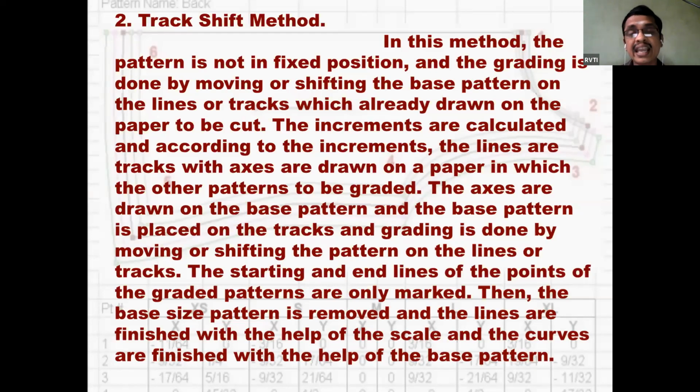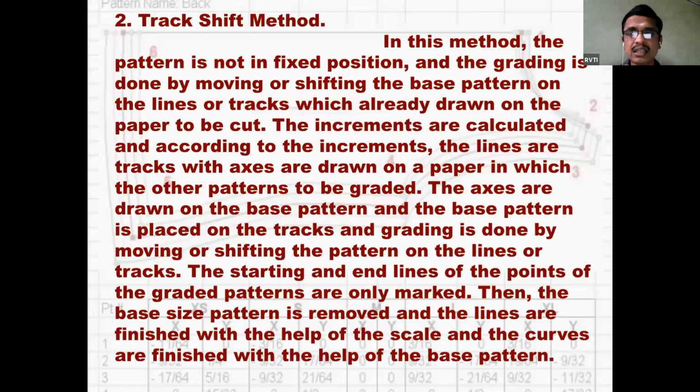On that basis, again we have to draw some tracks or lines. Then we have to place the pattern on the drawn tracks, and we just move or shift the pattern according to the increment. So this method is called the track shift method.